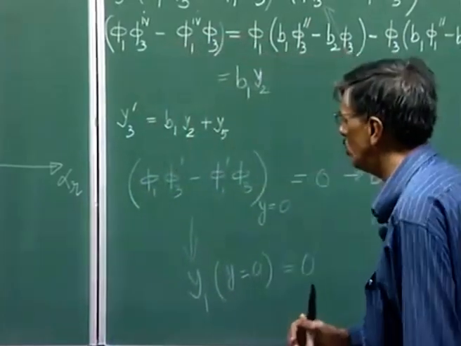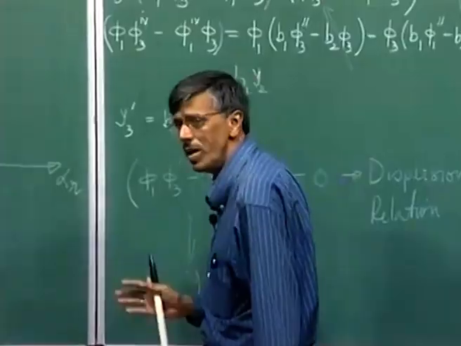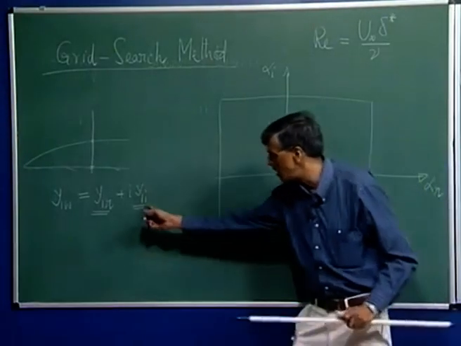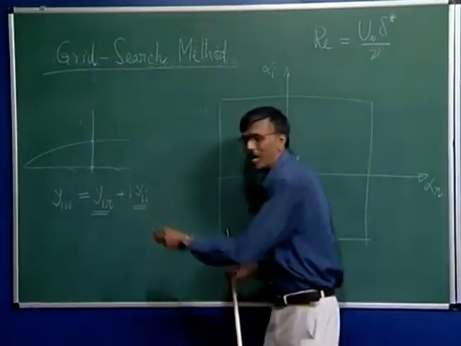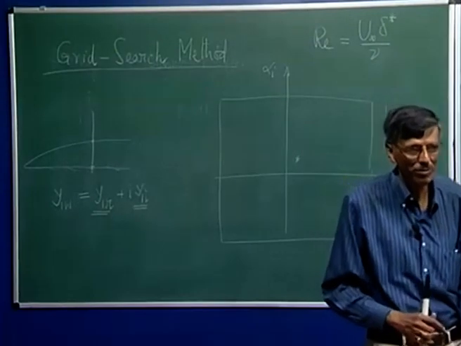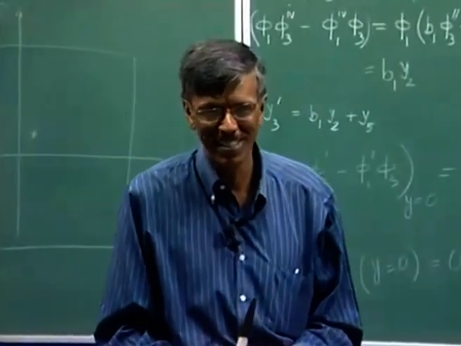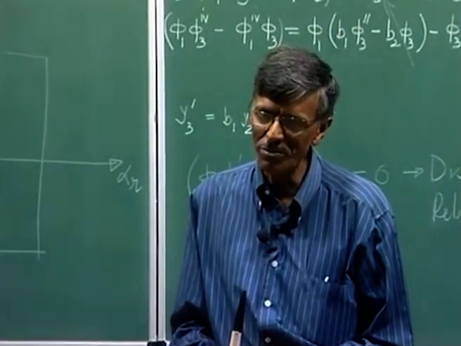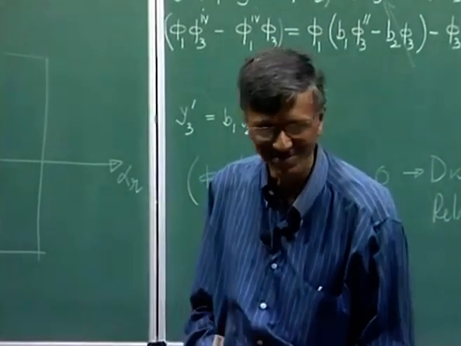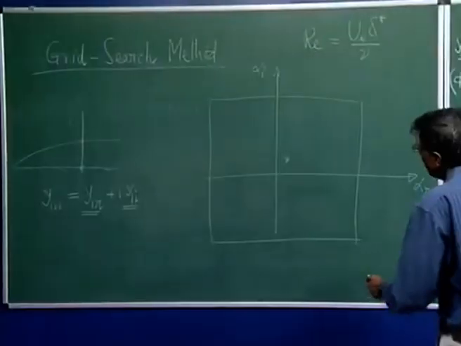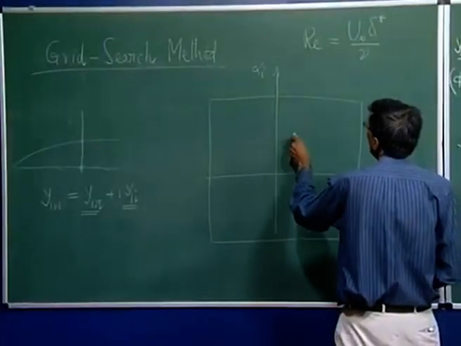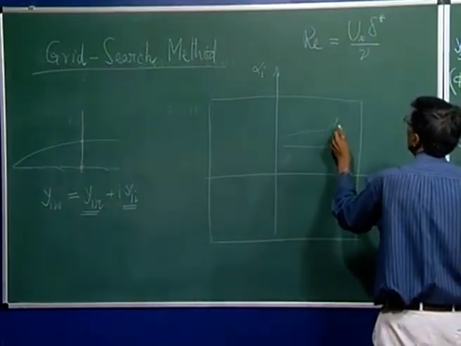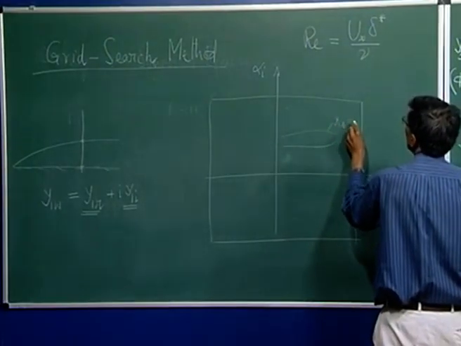So, then what we do is, of course, we have the values of y 1 real and y 1 imaginary here. We can plot the contours of y 1 real and y 1 imaginary. And which contours are we going to be interested in? We are going to be interested in the 0 contours. So, basically what I would do is, let us say I will get a contour. This, let us say, corresponds to y 1 real equal to 0.